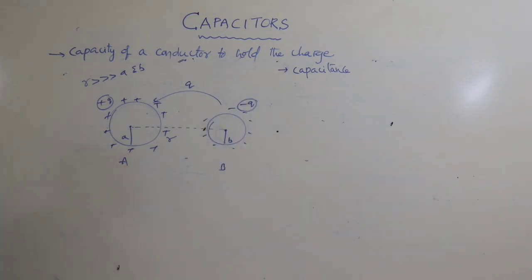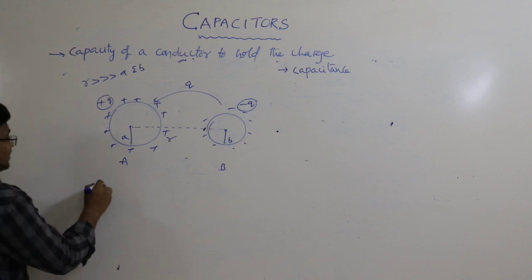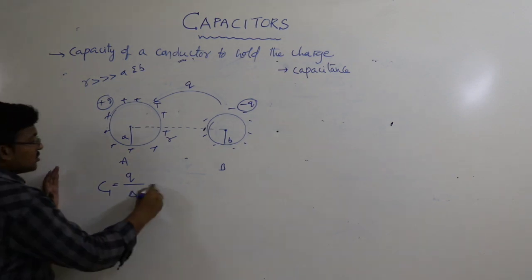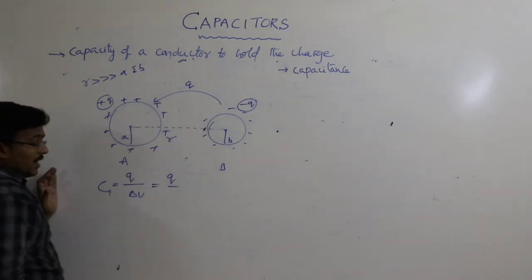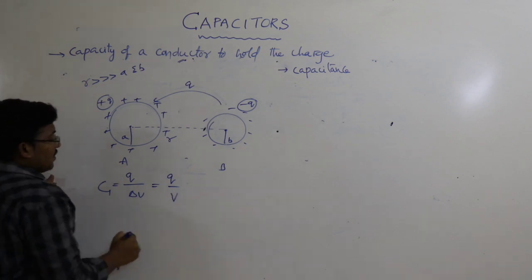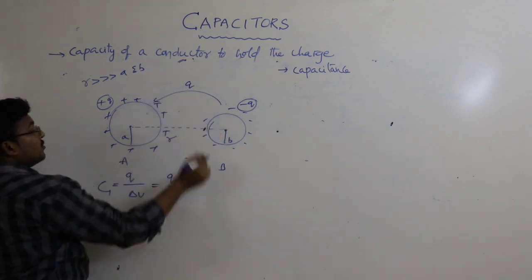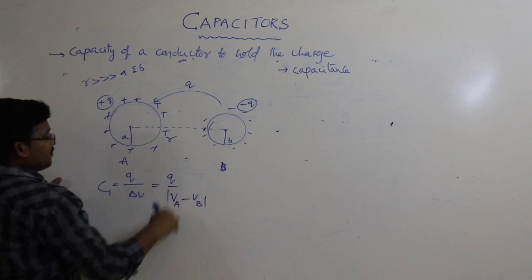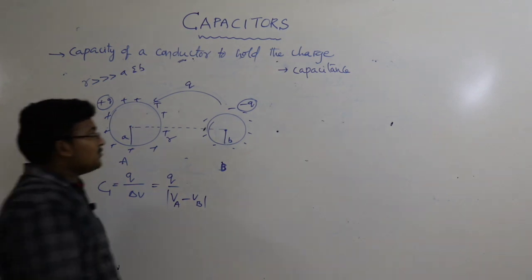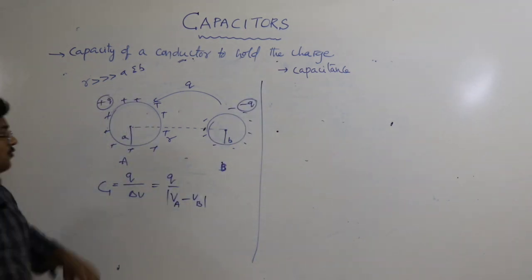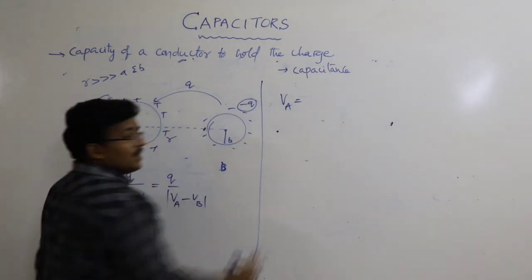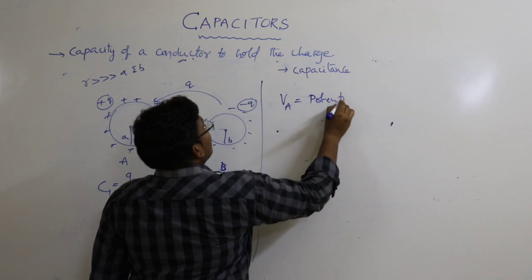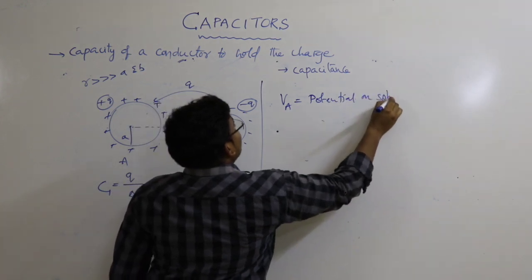Now for this, how to find out the capacitance? So capacitance C is equal to charge given upon potential difference. Now what is the charge given? It is Q. And what is the potential difference? Here the charge is brought from B to A, so VA minus VB. So firstly we need to find what is VA and what is VB. So what is VA? The potential on sphere A.